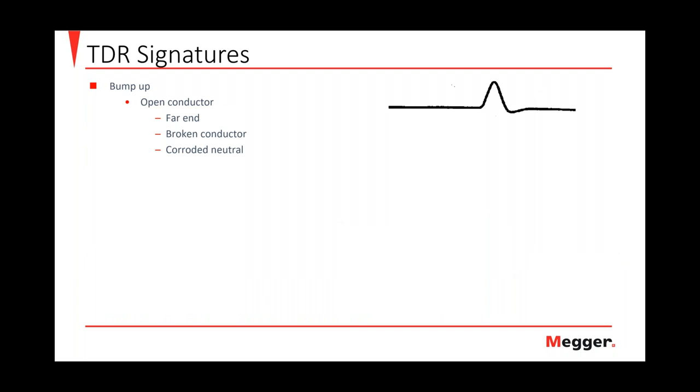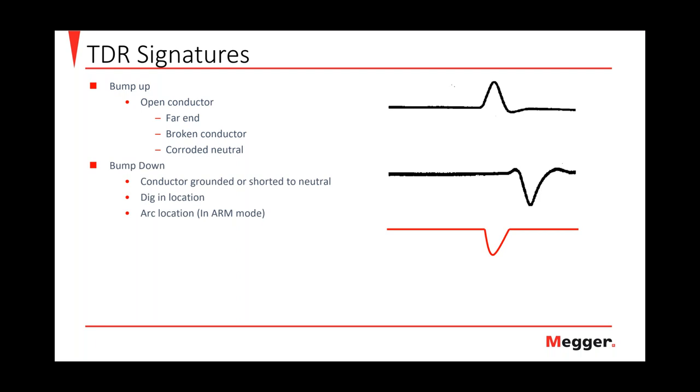Some of the signatures that we commonly see, let's get started with a bump up. This is the cable baseline for the impedance. And when we see a bump up like that, that's usually indicative of an open conductor. And that can be for a couple different reasons. It can either be the far end of that cable, it could be a broken conductor, or it could be a broken concentric neutral, whether that's from damage or potentially if it was corroded away due to, say, an unjacketed cable system.